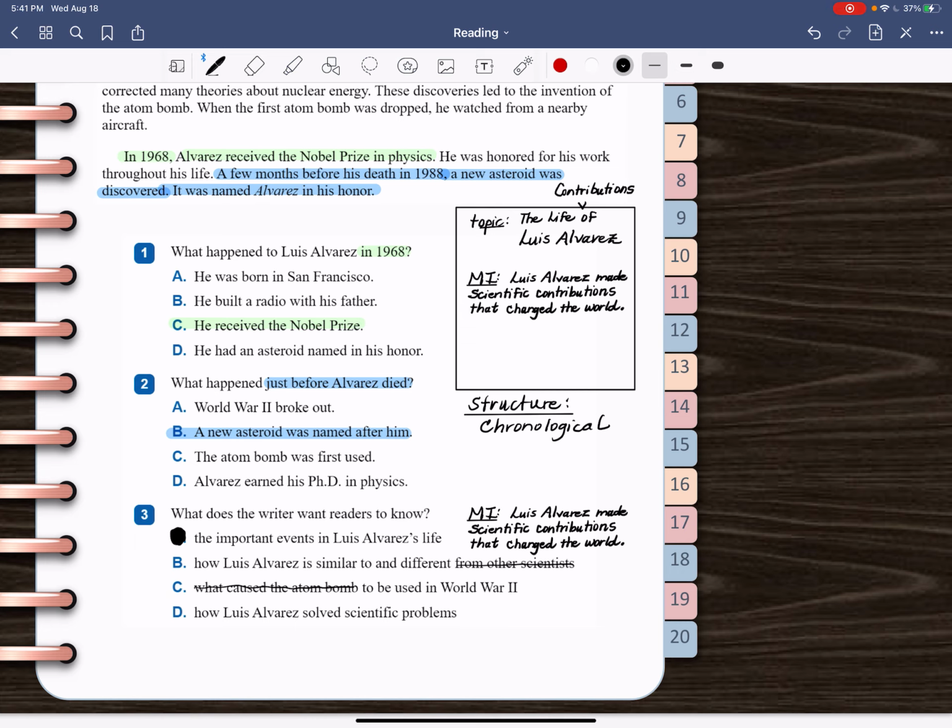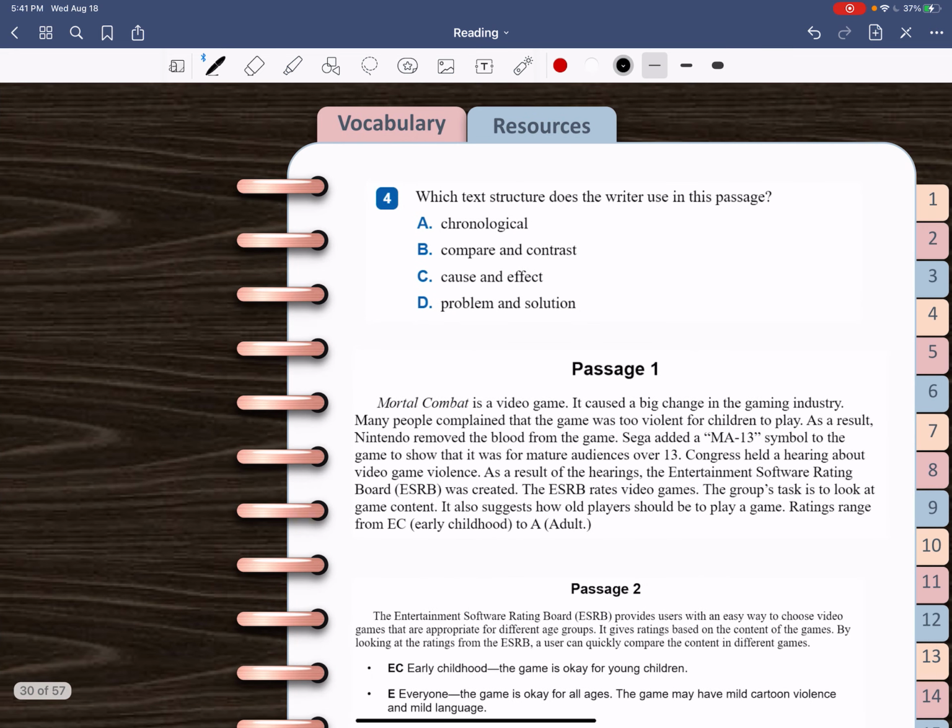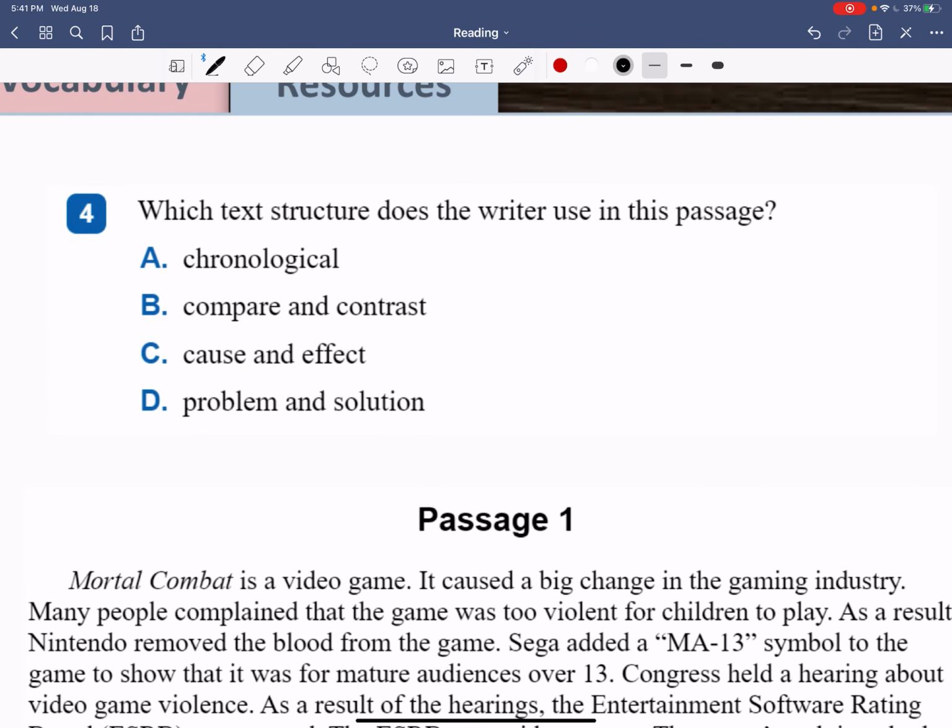And I bet I know question 4, even though I can't see it yet. What text structure does the writer use in this passage? And I just answered that for you. It is chronological.